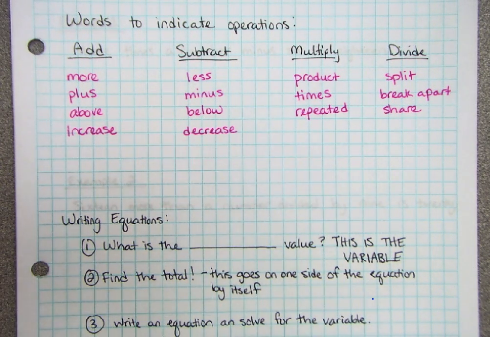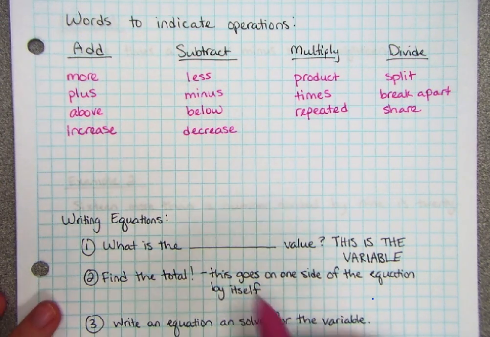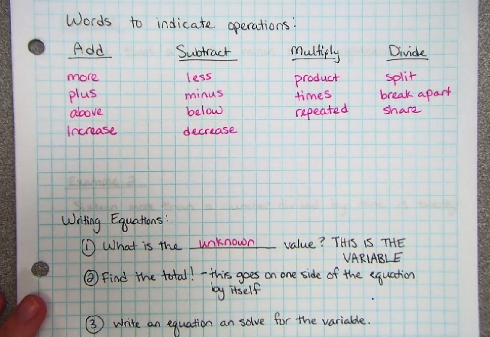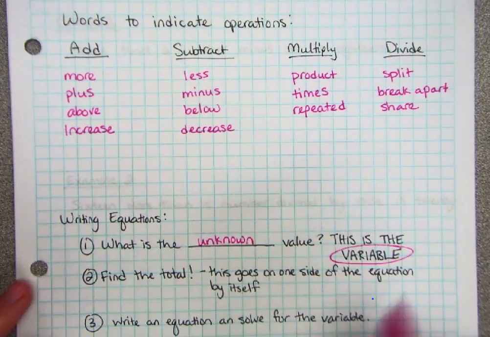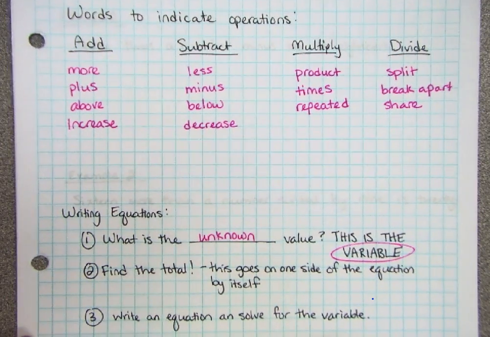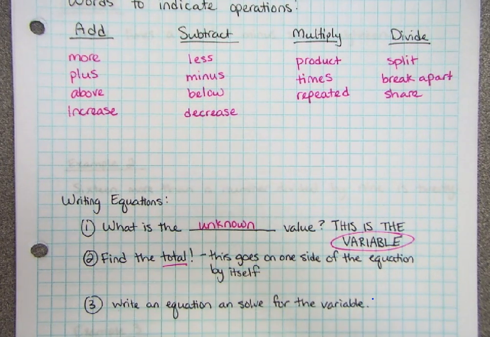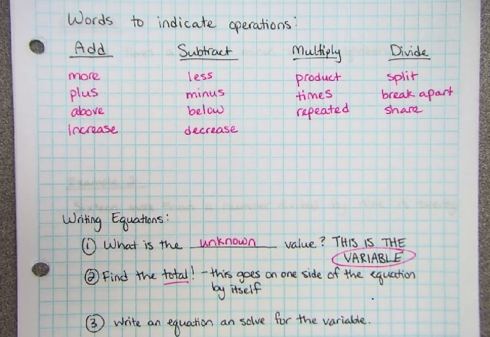So you have these words, you know what they are. Now, how do we write an equation from a story? Well, we want to know what the unknown value is. Every time you read a word problem or a story, you have to figure out, what do I not know? That is your variable. Okay? So then you'll find the total, and that's going to be one side of your equation by itself. And then you're going to write your equation and solve for the variable. That's what we already have learned how to do. So make sure this goes into your notebook so you will have it. If you want to write down these examples, that would be great as well.